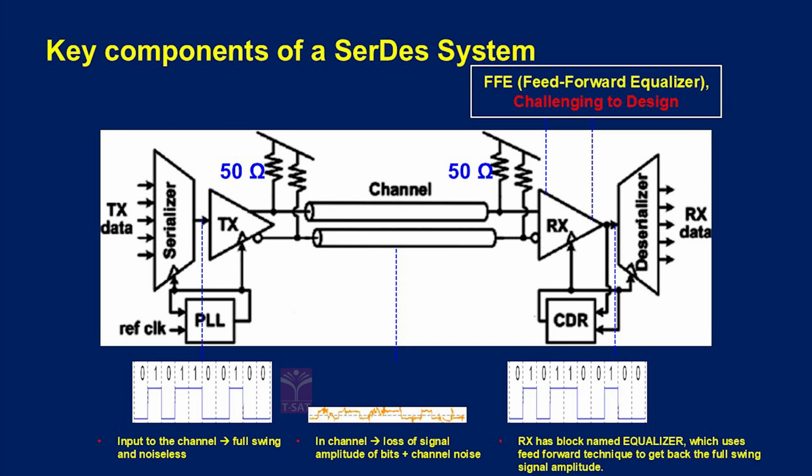So again, key components: a feed forward equalizer is a challenging design. We need a feed forward equalizer in the TX just to make sure that we are taking care of the loss in the channel, right. So this one is the input, full swing and there is no noise, that's what it is.